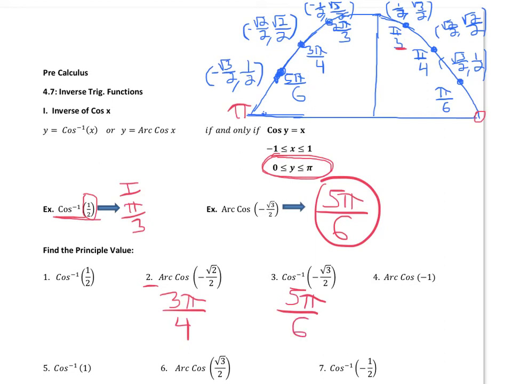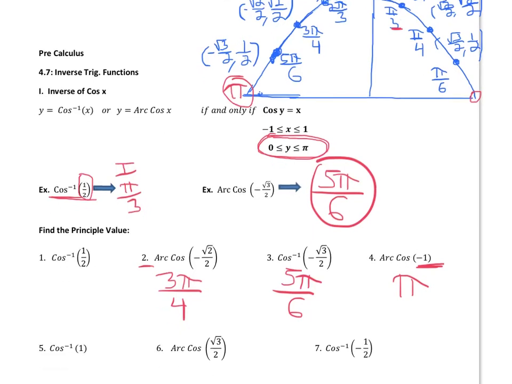Okay, let's look at number 4. So where's x negative 1? Well, x is negative 1 right here at pi. And that's right on the interval 0 to pi. Okay, let's do a couple others.